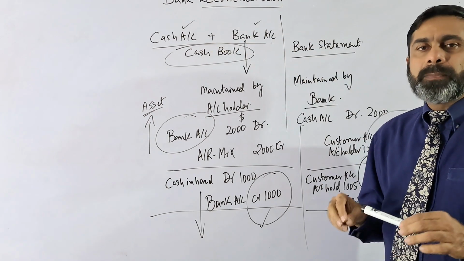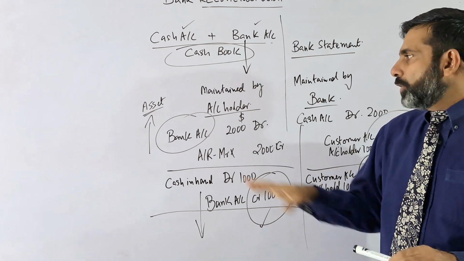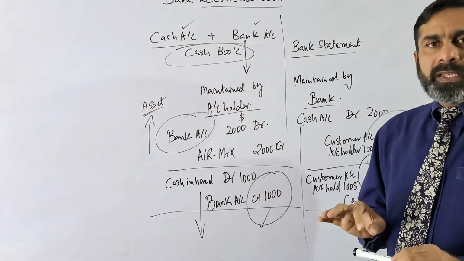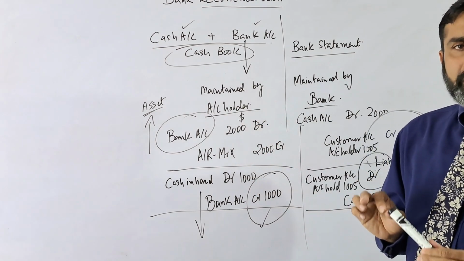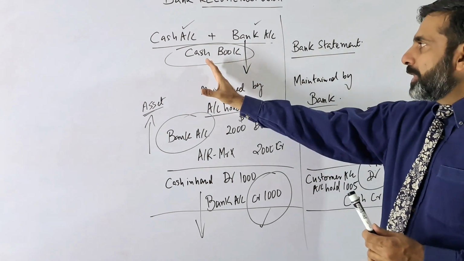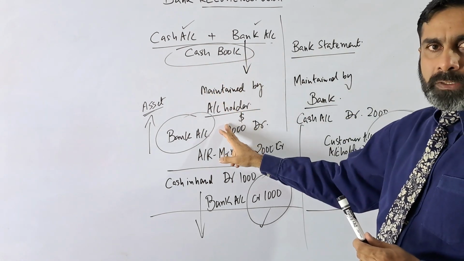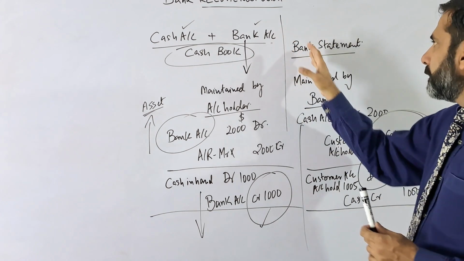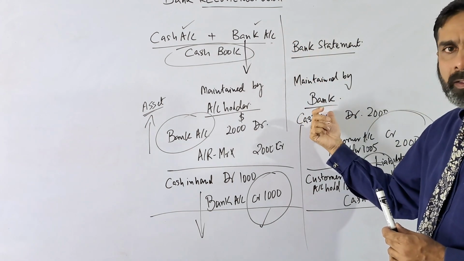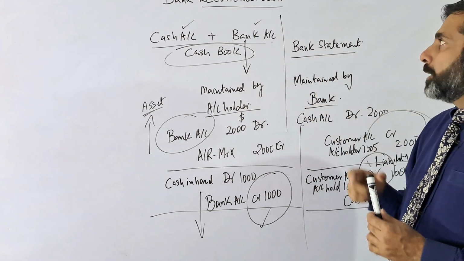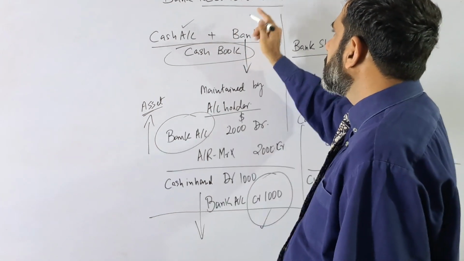Who has to prepare it? The business, the businessman or the account holder, has to prepare the bank reconciliation statement. So who has prepared the cash book? The account holder. Who has prepared the bank statement? The bank. Who is maintaining that one? The bank. And who has to prepare the bank reconciliation statement?